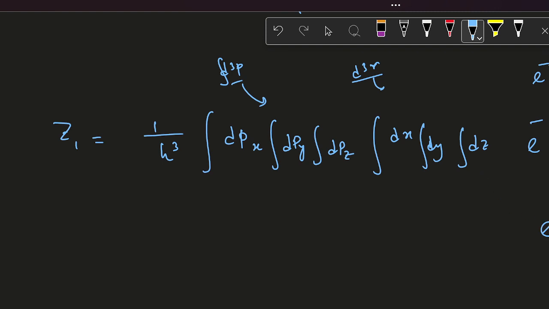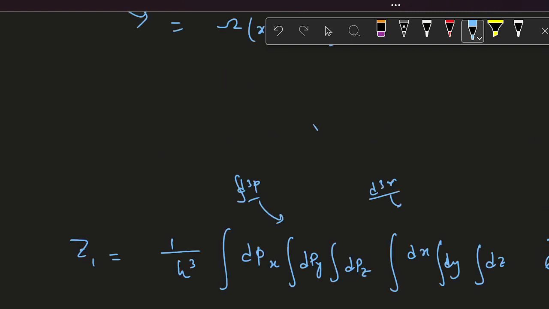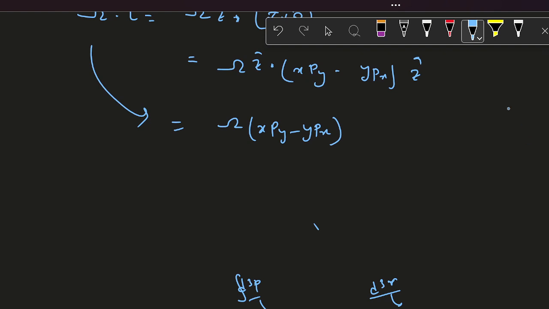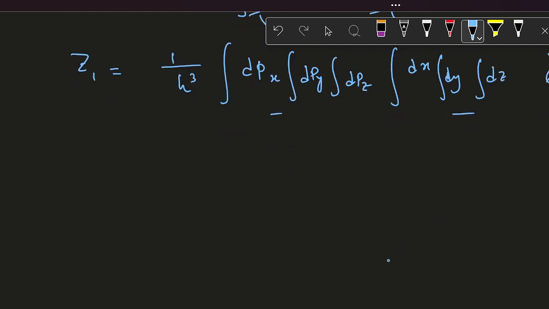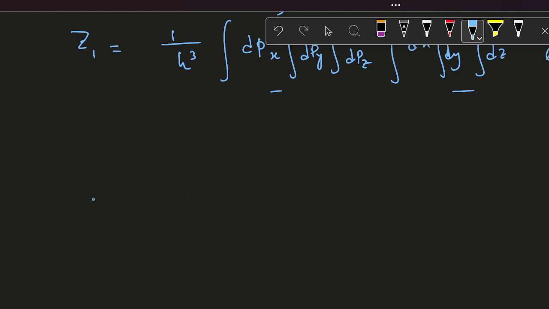Now there is another term coming from the rotational energy, which is e to the power minus beta omega dot L. But we have just calculated omega dot L, because omega is along z cap. So we just replace it here: e to the power minus beta omega (x py minus y px). This whole thing is under the integral of all the position and momentum coordinates. Now you have to separate term by term so that you can obtain the integral result carefully. So that's what we'll do.